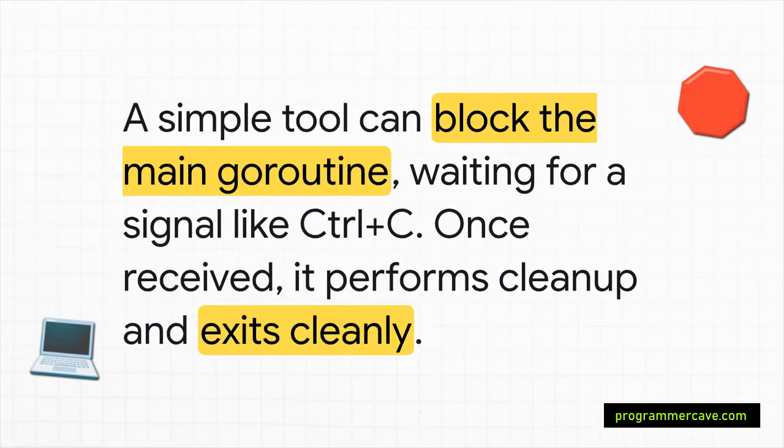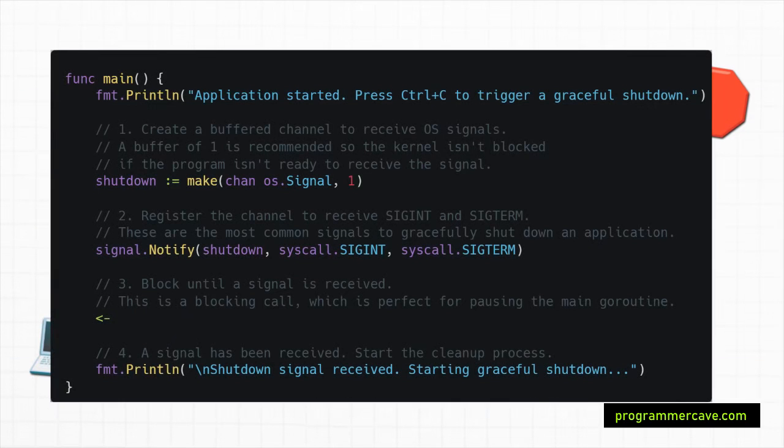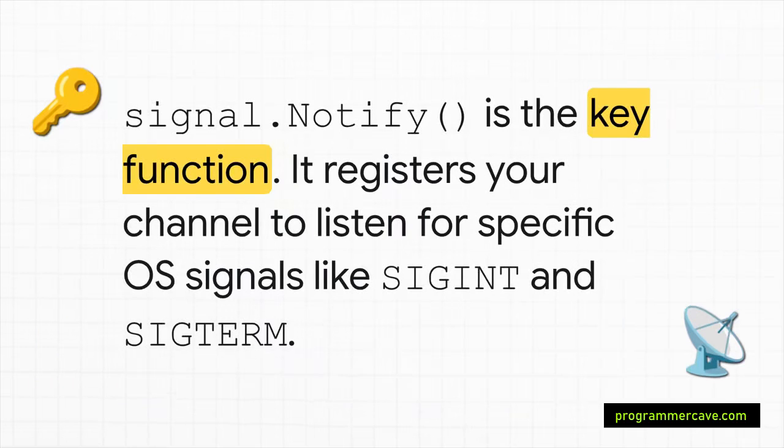And here's what that looks like in the real world. This is a super common pattern for, say, a command line tool. The main part of the program starts up, does its thing, and then it just blocks. It sits there waiting for a signal. As soon as you hit Control-C, that block is released, it prints a message, runs any cleanup you've defined, and then exits cleanly. Now, the absolute heart of this whole thing is this one function call, signal.Notify. This is the magic line. It's where you connect the OS signals you care about, like SIGINT and SIGTERM, directly to that Go channel you created. After this line runs, your application is officially listening for that tap on the shoulder.